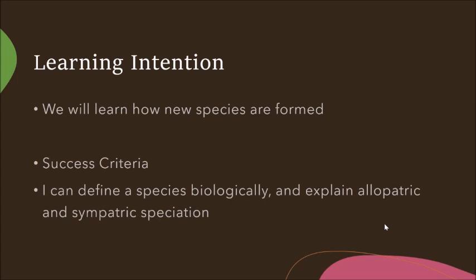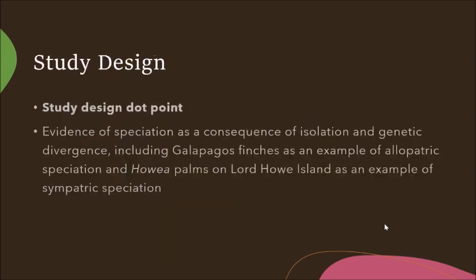So our learning intention is to learn about the ways in which new species are formed, and to be successful you should be able to define a species biologically, explain what allopatric speciation is and what sympatric speciation is.